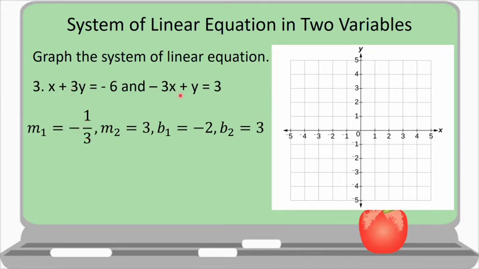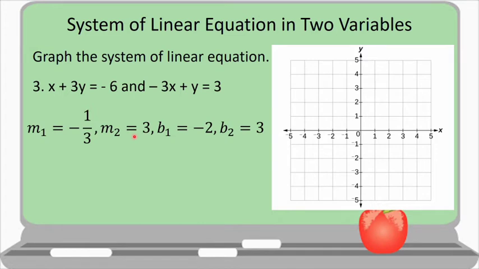Now for the second slope, second equation, we have here negative 3x plus y equals 3. So we have here negative, opposite sign of this, so negative of negative 3 over 1. So negative of negative is positive, and then 3 over 1, so 3. So we have the second slope, which is positive 3.